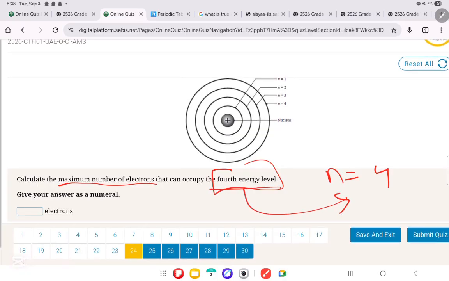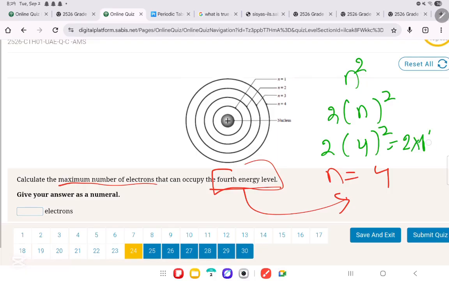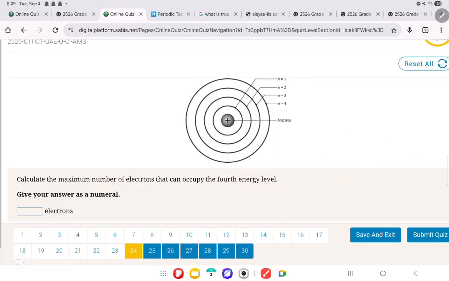Now we need to look at the equations. What's the maximum number of orbitals? If it's a maximum number of orbitals, we will apply the equation n squared. But since it's maximum number of electrons, it's going to be 2n squared, where only the n is squared, right? So 2 times 4 squared, 2 times 16, that's going to be 32. Okay, so here, because they ask the maximum number of electrons, we will use the equation 2n squared.